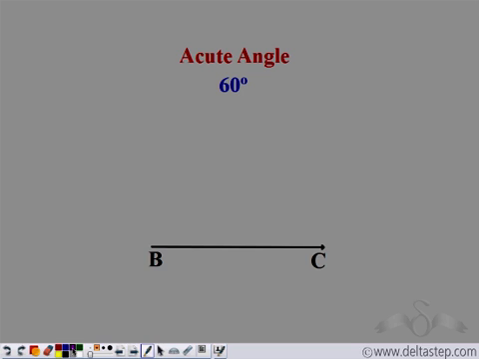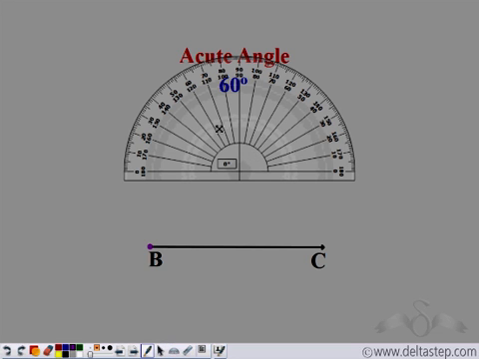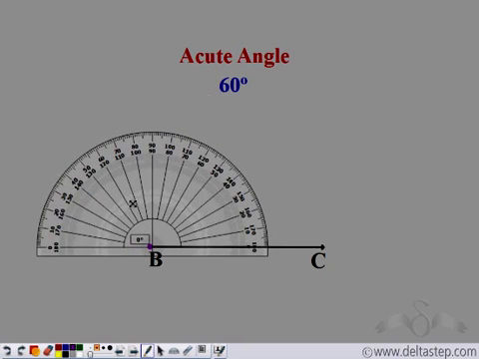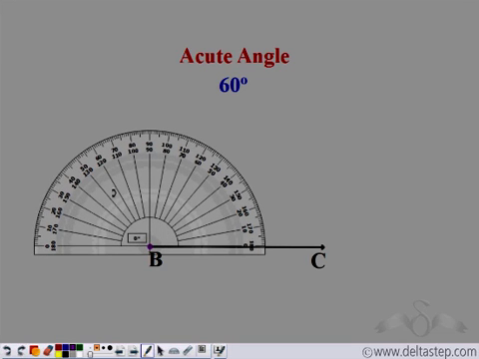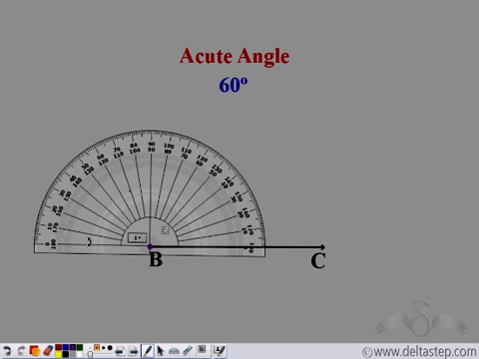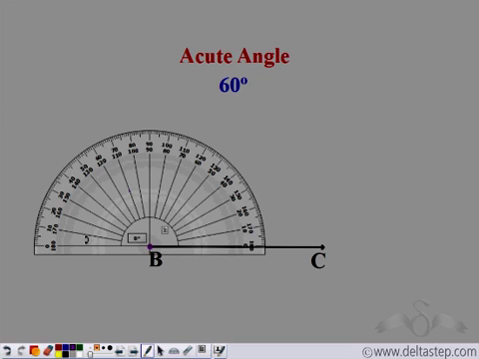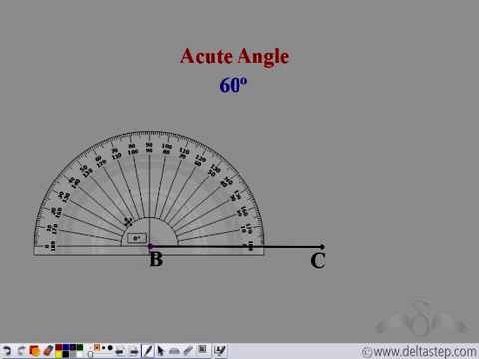Now, let us mark a point at B. So we'll draw our angle from this point. Now, take the protractor. Keep the center of the protractor on point B, such that this zero line corresponds to BC. So BC should coincide with this line, which is at 0 in the protractor.